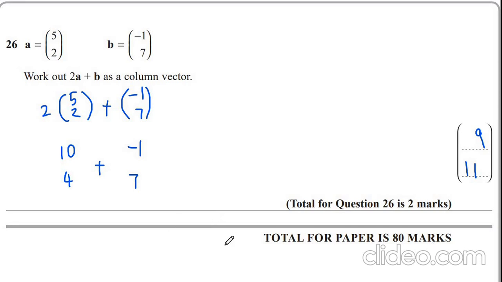So we have completed paper 1, June 2018.